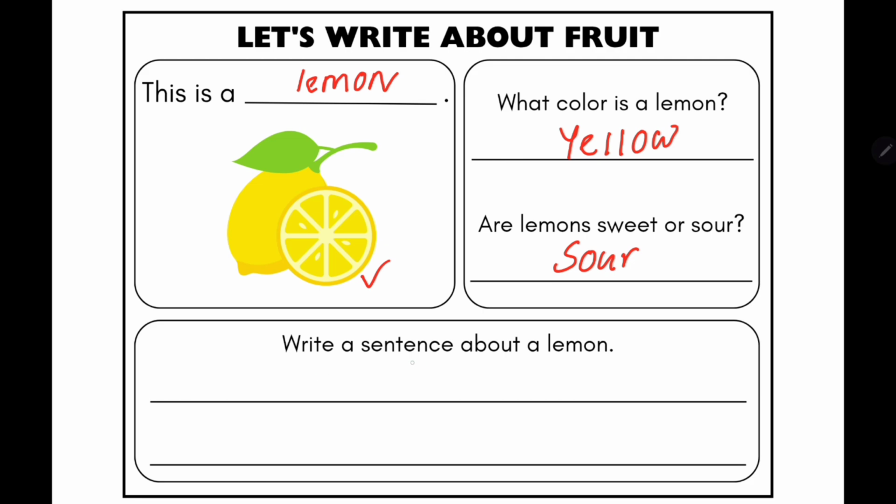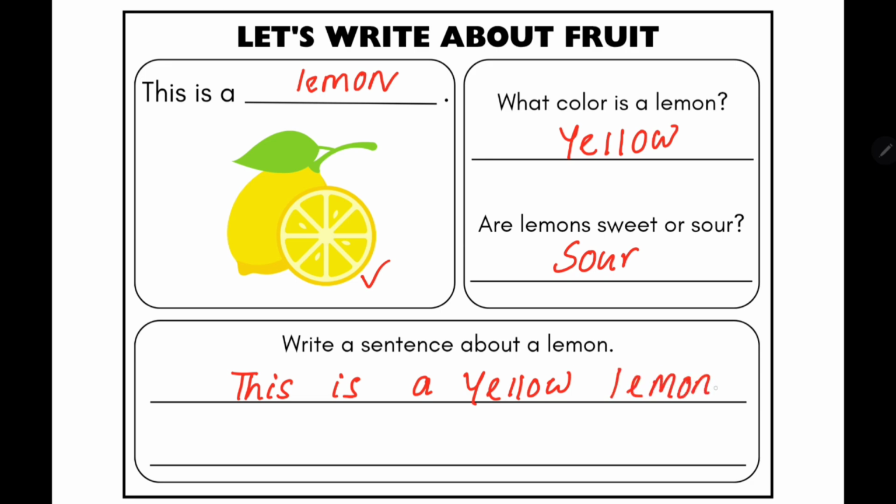Now write a sentence about a lemon. This is a yellow lemon. Lemons are sour in taste.